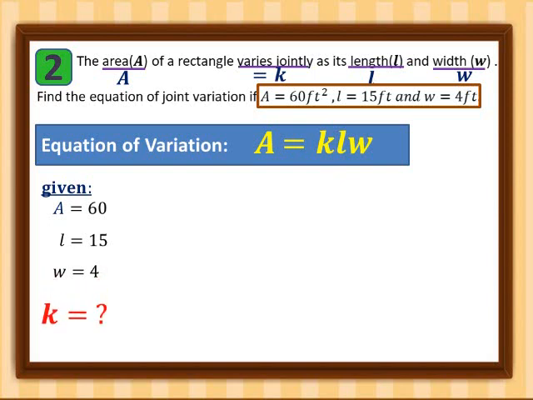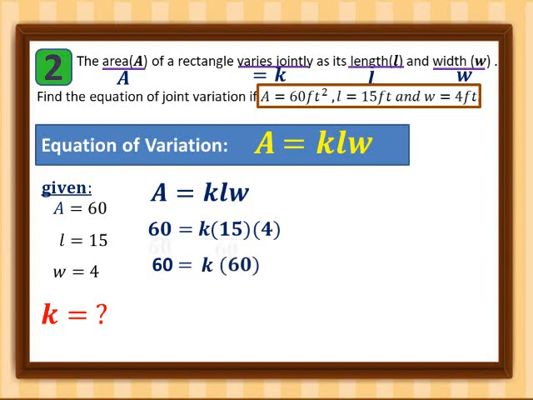So the same equation, substitute the given. So area is 60, K is unknown, L is 15, and W is 4. So 60 is equal to K times 15 times 4, that's 60. Divide everything by 60. So 60 over 60, it's 1. We cancel. Then K. Now, our K here is equal to 1.